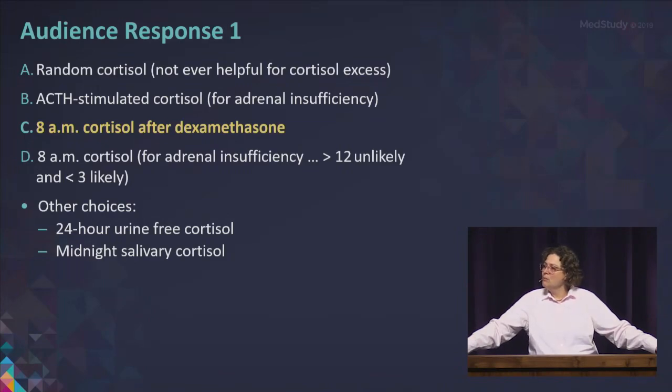If you get an 8 a.m. cortisol less than 3, it's likely adrenal insufficiency, versus an 8 a.m. cortisol greater than 12, it is very unlikely to be adrenally insufficient. Now, the other two options you have that you can check for cortisol excess, in addition to doing the 8 a.m. cortisol after DEX, would be a 24-hour urine-free cortisol or a midnight salivary cortisol, looking for that diurnal rhythm or the loss of the diurnal rhythm, which would happen with cortisol excess.